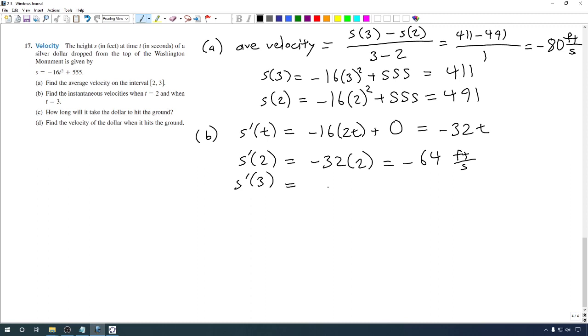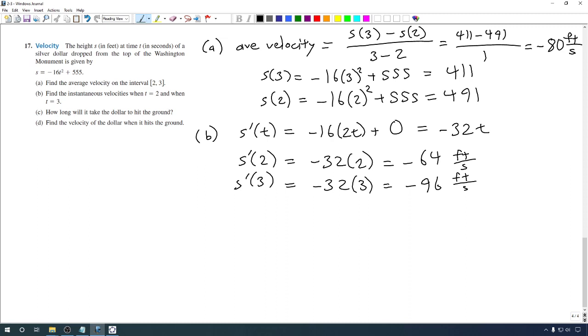S prime of 3, same idea here. Go ahead and plug in 3 into our formula. We have negative 96, and again, still feet per second. So at the beginning of this interval from 2 seconds to 3 seconds, it is traveling at 64 feet per second towards the ground, and at the end of it is traveling at 96 feet per second towards the ground. On average, it was 80, but it was going at a slower speed at the beginning than it was at the end.